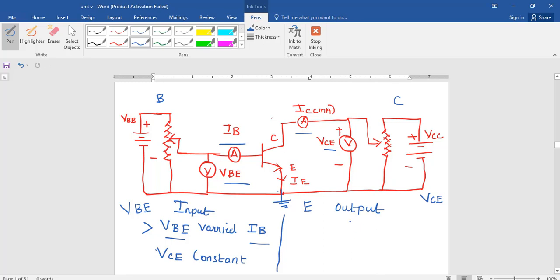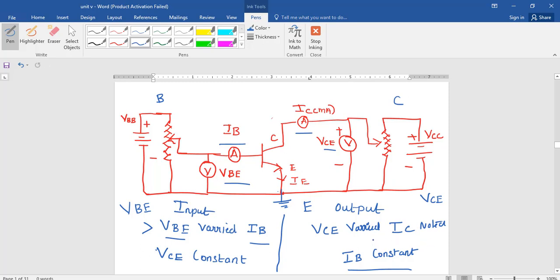Next one, output characteristics. Graph drawn between VCE and IC. Here VCE is varied and for that variation corresponding IC is noted down. Here IB is kept as constant. For input characteristics, output voltage is kept as constant. For output characteristics, input current is kept as constant. This is called output characteristics.